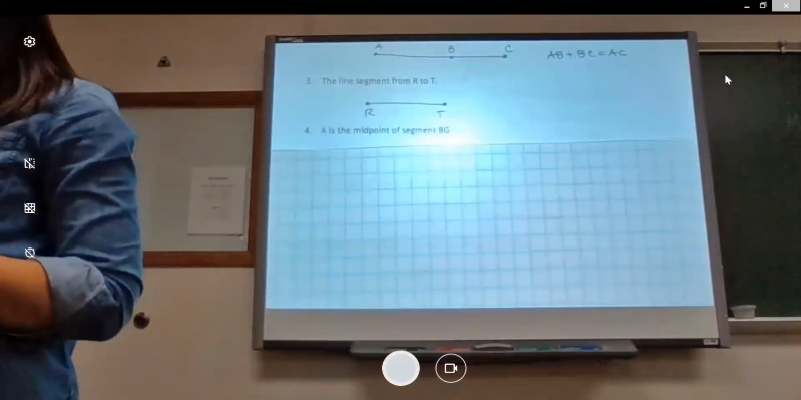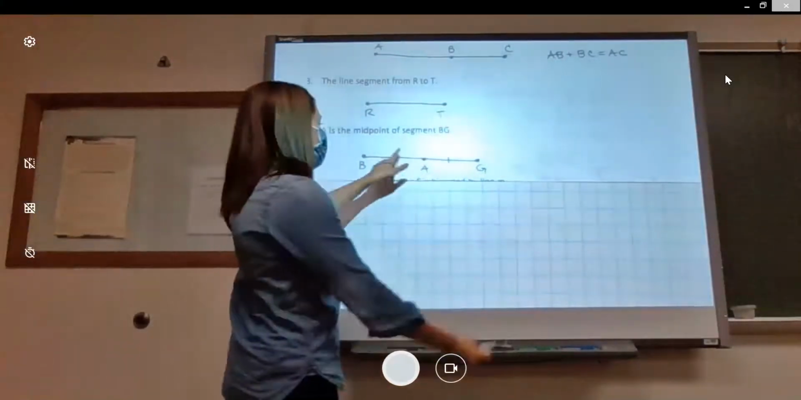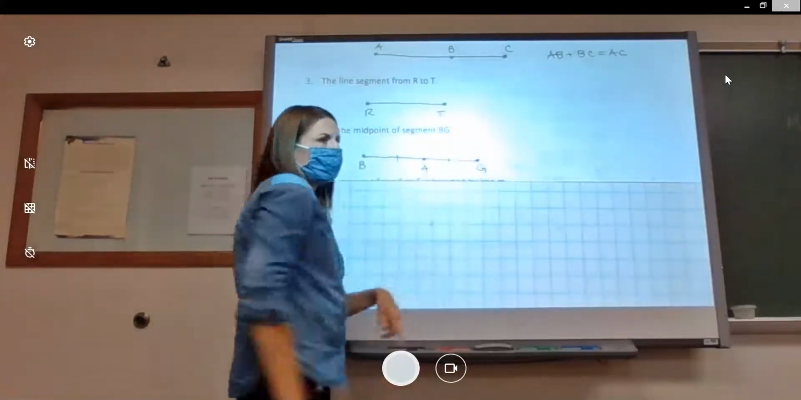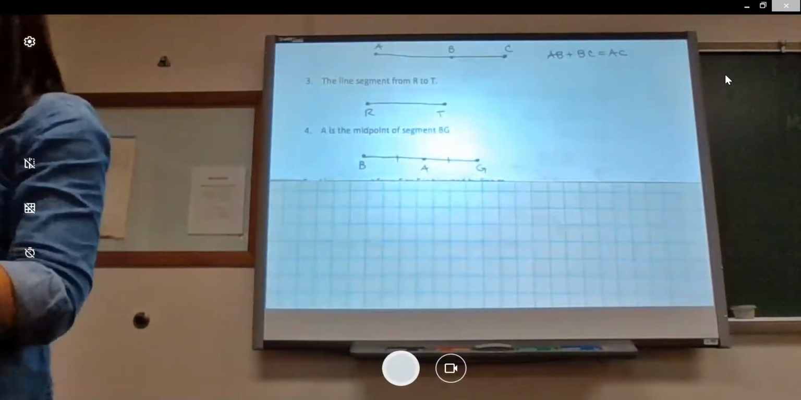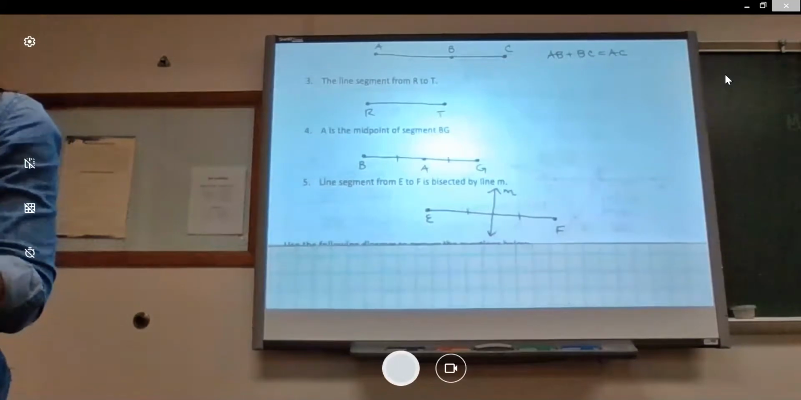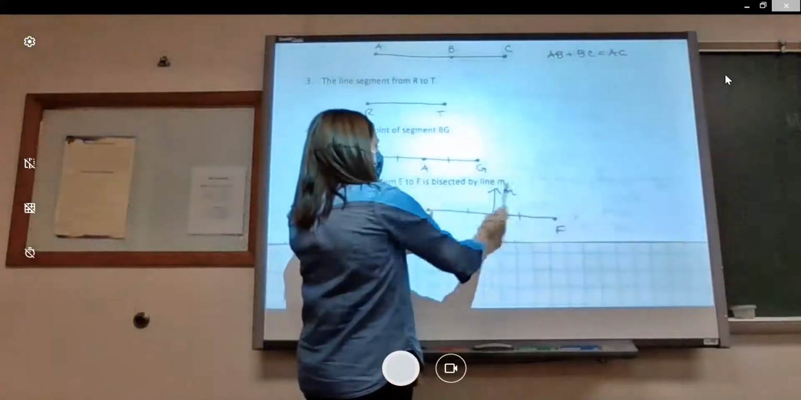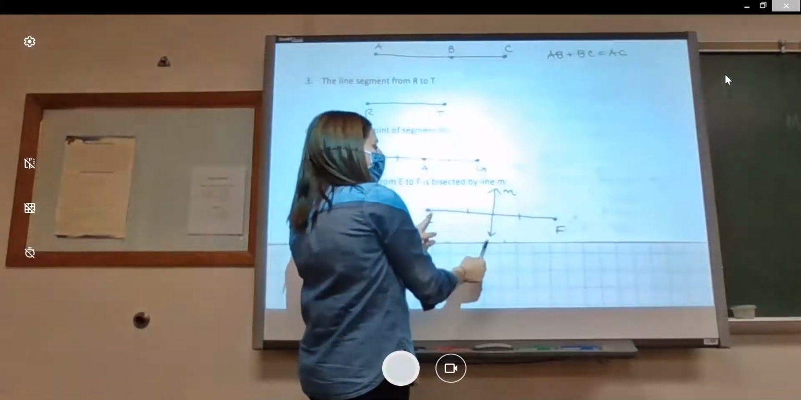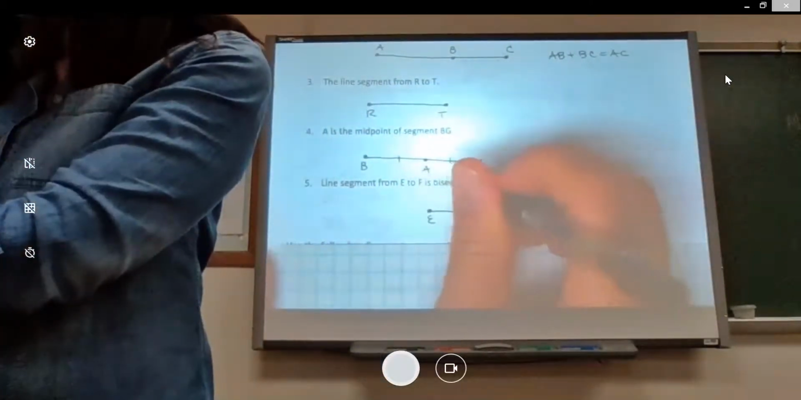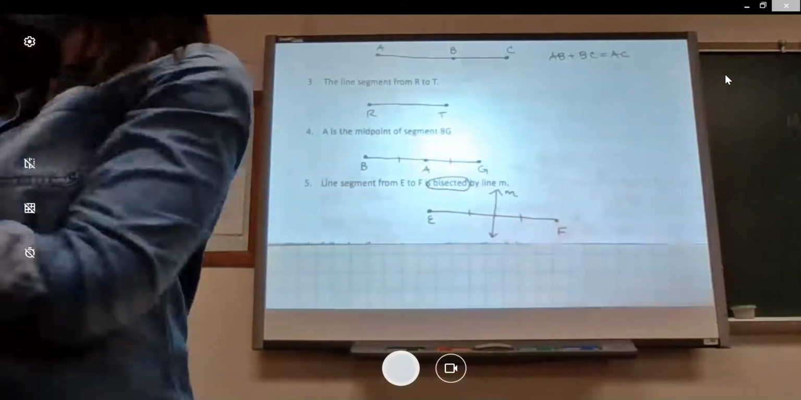Okay. Number 4, A is the midpoint of segment BG. So here's A on segment BG and it's the midpoint. So I'm showing that it's the midpoint by marking these as the same. It's in the middle. 5 says a line segment from E to F is bisected by line M. So bisected means cut in half. Okay, so that's important. So bisected, I'm marking that it's equal on both sides.